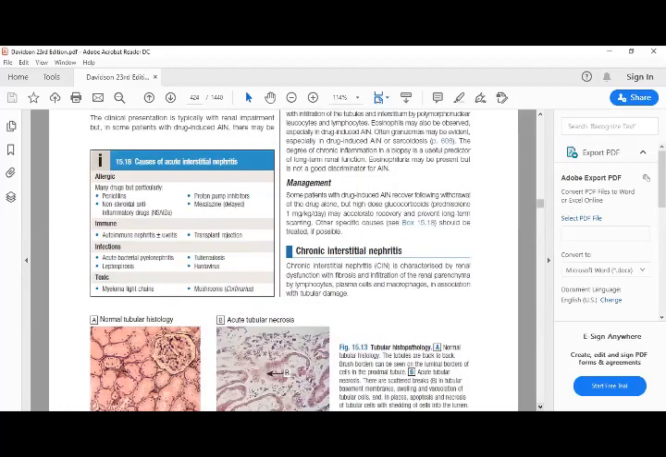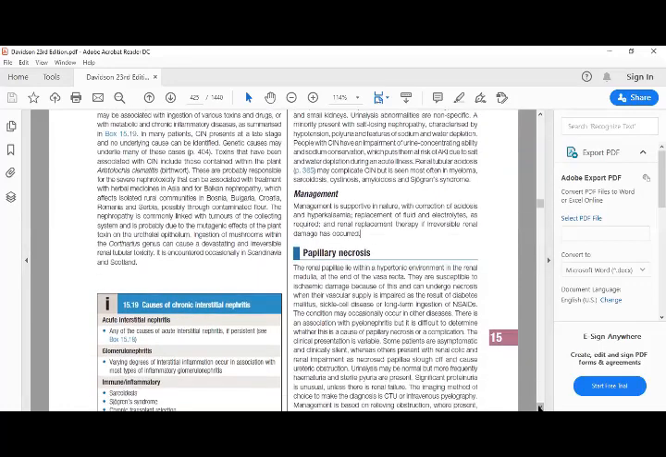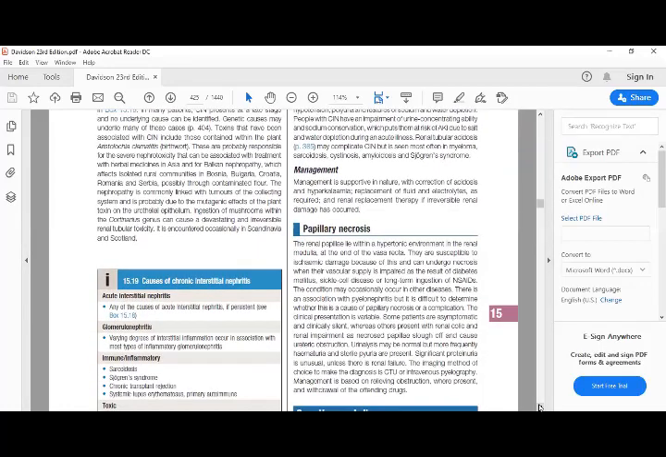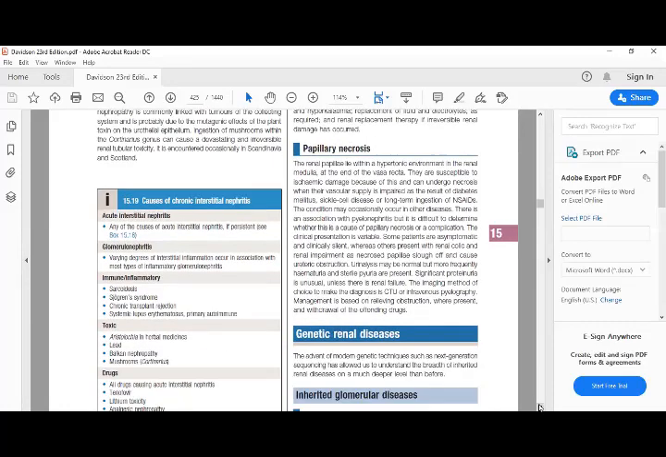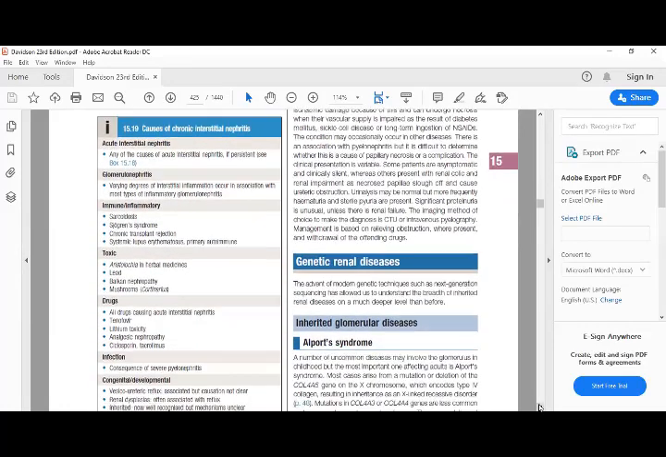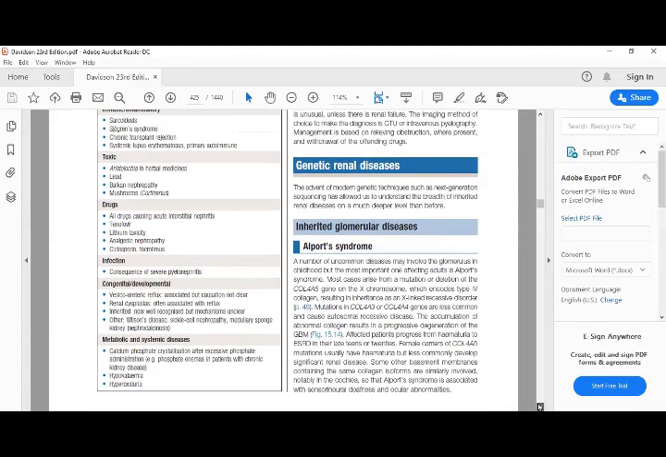Chronic interstitial nephritis causes include persistence of acute interstitial nephritis, glomerulonephritis, immune or inflammatory nephritis, toxic nephritis, drugs and infections, congenital and developmental causes, metabolic and systemic kidney diseases.